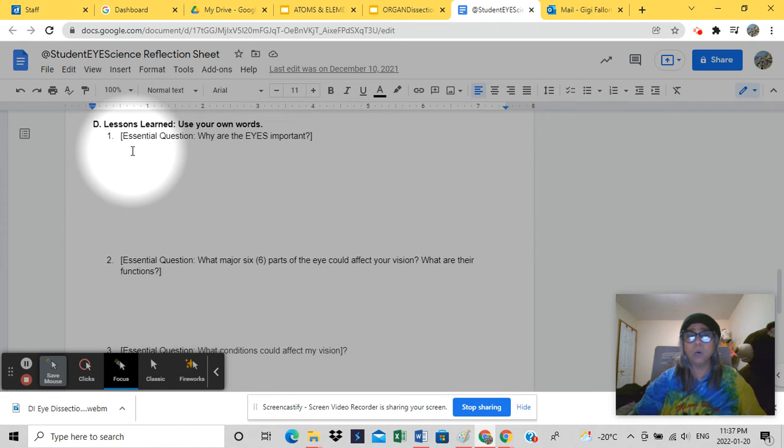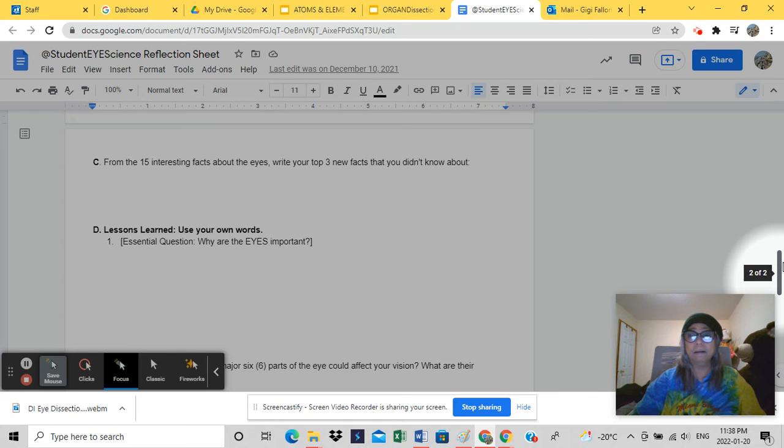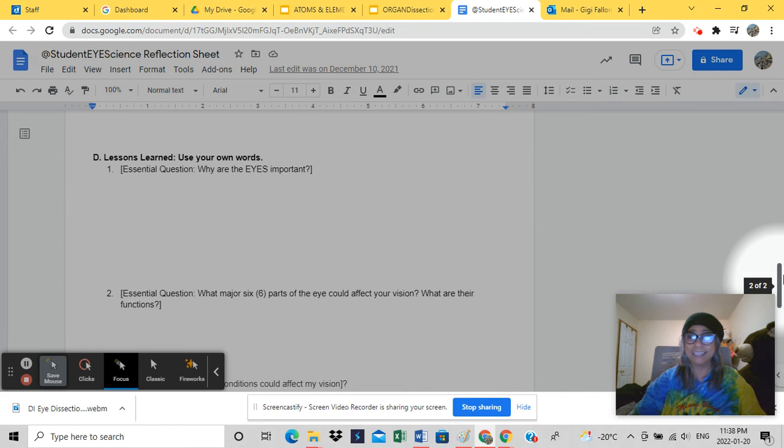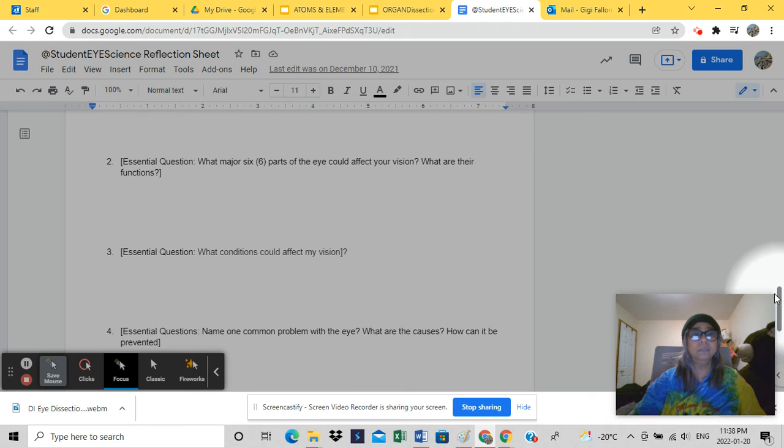And notice how we always do the science reflection. There would be guided essential questions so that that would add depth to your write up of your science reflection. So the first essential question would be, why are the eyes important? Write it down.